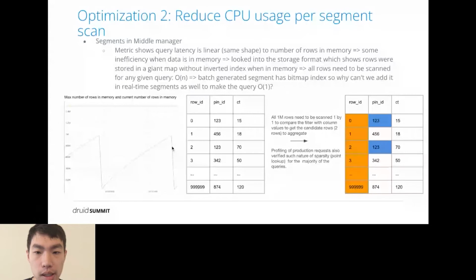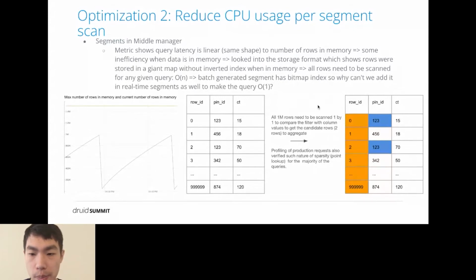So that means it's kind of linear to the number of rows in memory. We looked into the storage format as well, which shows rows are stored in a giant map without an inverted index when in memory. That means there's no index, so all rows need to be scanned for any given query. That's kind of an all-in operation. But we recall that batch ingested segments have a bitmap index. So why can't we do the same for real-time segments as well, to make the query cost all-in-one scans go away?